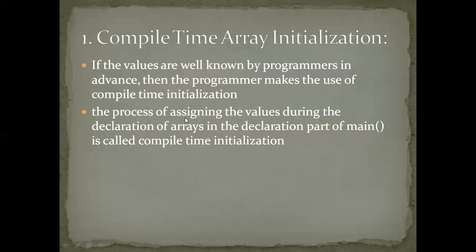So what do you mean by compile time array initialization? It is the process of assigning the values during the declaration of arrays. Remember this: during the declaration of the array, in the declaration part of the main function, is called compile time array initialization. If the values are well known by the programmer in advance, then we go with compile time array initialization.